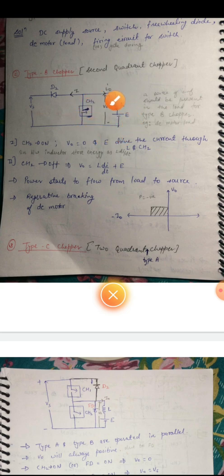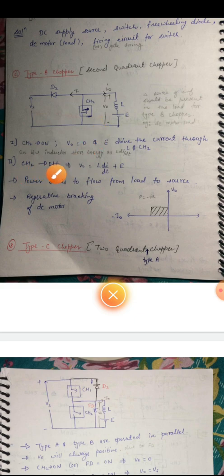This is against the polarity of I naught. This is the direction of I naught, but E is forcing the current to flow in the opposite direction. So the current flowing is negative, and it is charging the inductor and flowing through the chopper. When the chopper is on, V naught will be 0 because this switch is ideally short circuited, and E drives the current through L and CH, the switch.